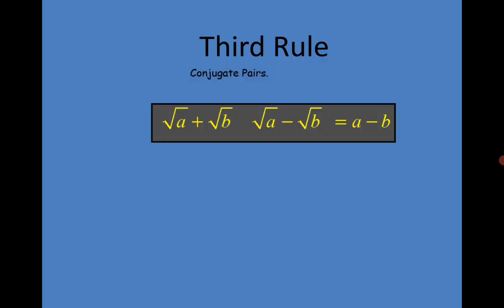Welcome to the third rule of conjugates. So when conjugates multiply out, the conjugates here are root a plus root b multiplied by root a minus root b, which is just a minus b. In other words, you end up removing the roots, as long as the expressions contain different signs. In one bracket you have a positive, in the other we have a minus.